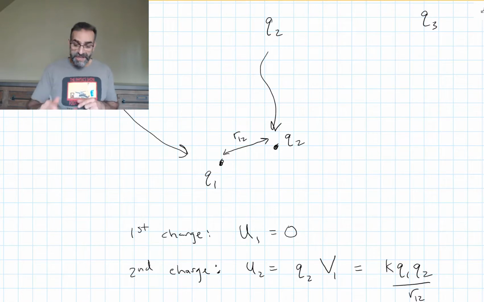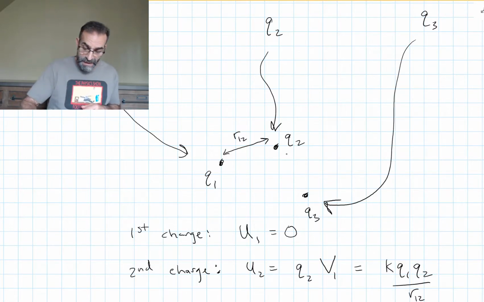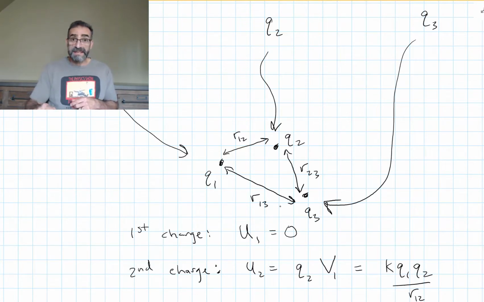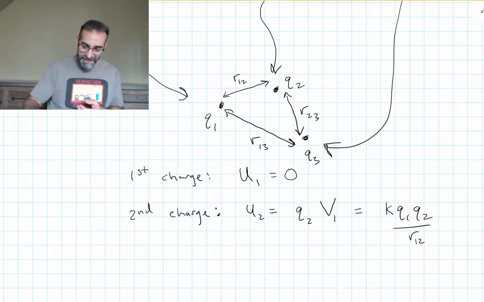Now we bring the third charge in. And we have a distance between these two charges of R23, and we have a distance between these two charges of R13. When we bring Q3 in, it's interacting with both Q1 and Q2. Maybe they're both repelling it. Maybe all 3 of these charges are the same sign, and both Q1 and Q2 are repelling it. Maybe they're both attracting it. Maybe there's a combination. Maybe one of these charges is attracting it and the other one is repelling it. But either way, we're doing some work and we can figure that out.